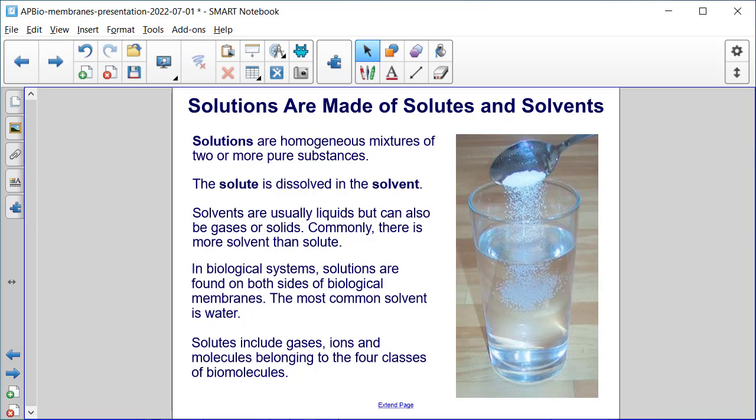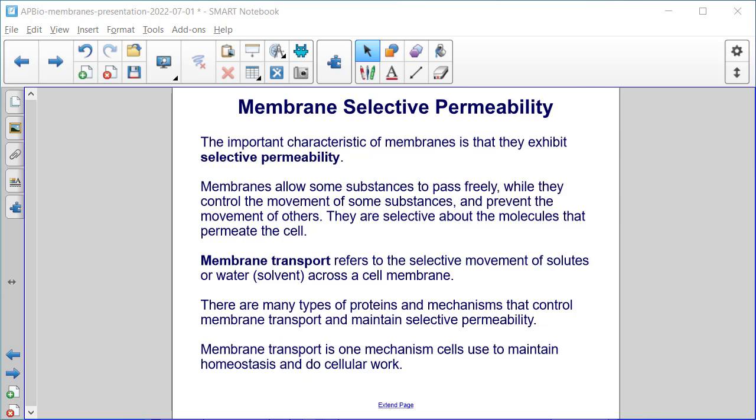The solute is dissolved in the solvent. Solvents are usually liquids, but can also be gases or solids. Commonly, there is more solvent than solute. In biological systems, solutions are found on both sides of biological membranes. The most common solvent is water. Solutes include gases, ions, and molecules belonging to the four classes of biomolecules.